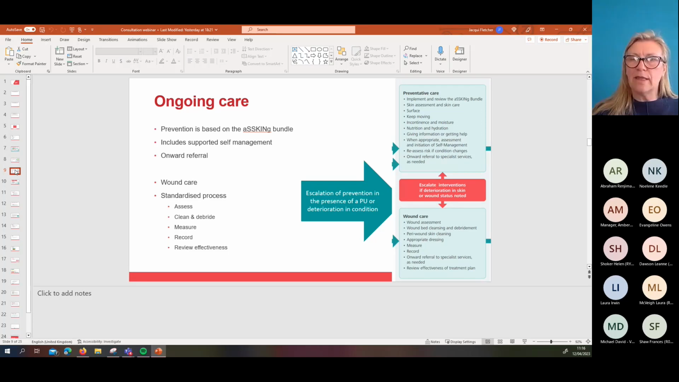With this pathway, with these recommendations, we want to be really sure that we keep an eye on that, and that we evaluate that on a regular basis. And if our preventative care and our wound care is not making a difference, as you can see in this red box here, we escalate that and improve our interventions. We upgrade the systems and the equipment we're using, and if needs be, we make referrals into more specialist services to get better care delivered.